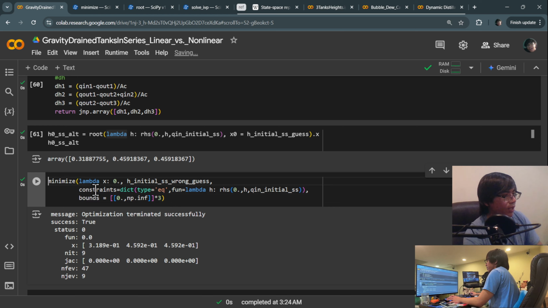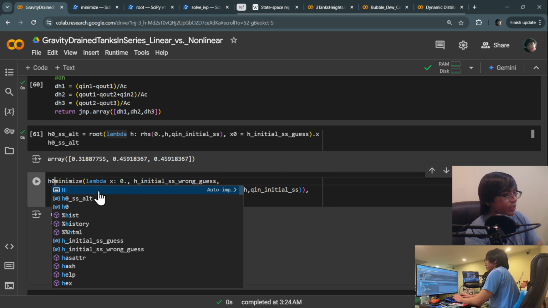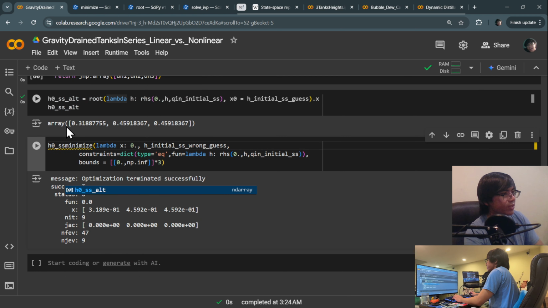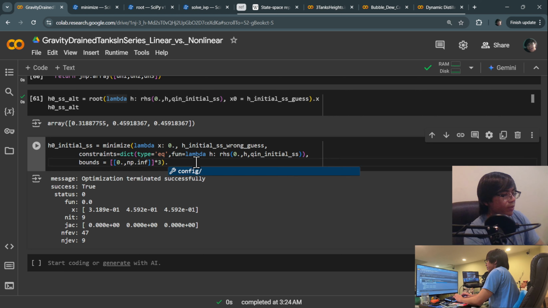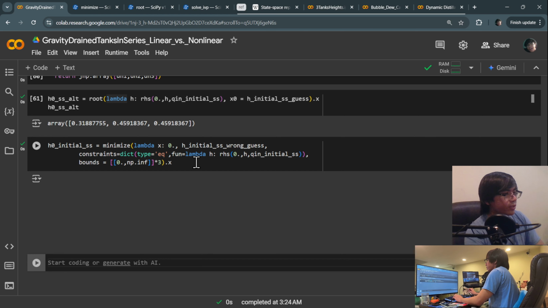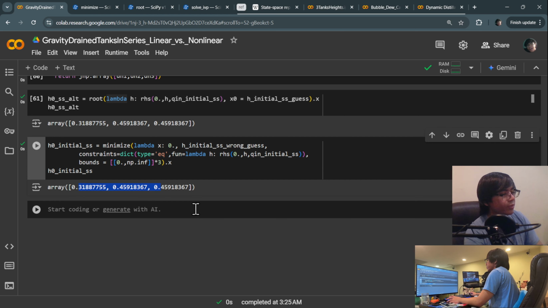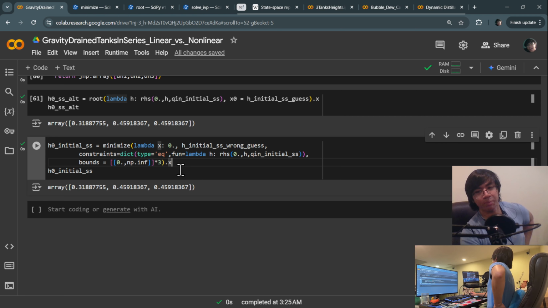So I'll go ahead and put that in as our actual H naught steady state. Now, what did we do for our Q n? Initial steady state. So I'll do initial steady state, set that equal, and grab that x attribute, and I should actually call it so we can see it again. And here we go. Exact same. What do you know. Even if I put any wrong guess in here, it still converges. So that's why minimize is stronger, more robust.